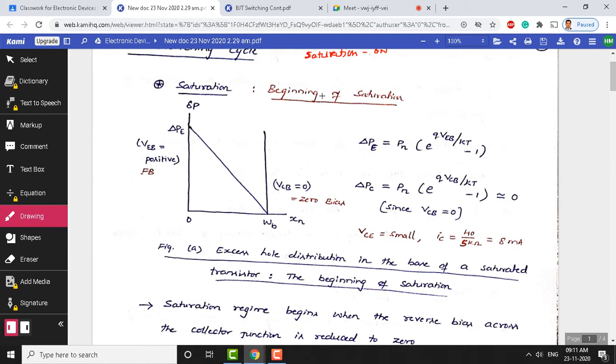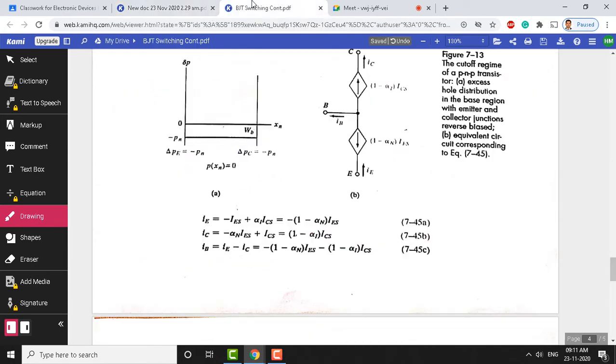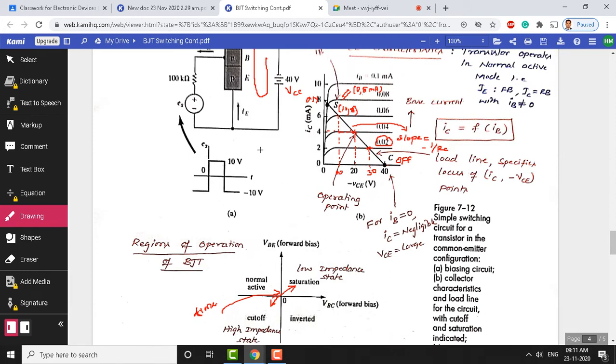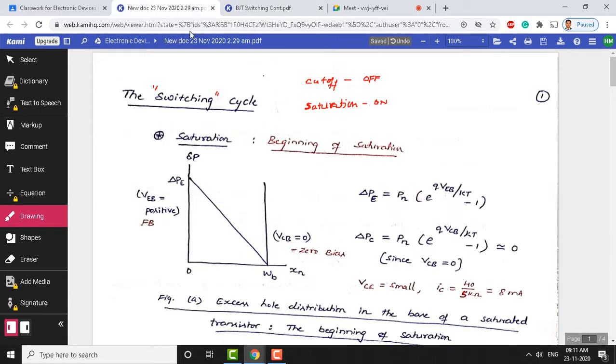So when do we say beginning of saturation? Look at the point mentioned here. Saturation regime begins when reverse bias across the collector junction is reduced to 0. Understand when the saturation region commences. In the characteristics, the commencement of this region starts when the reverse bias across the junction, between the collector and the base, becomes 0, then the saturation region commences. Let us see how it is possible.